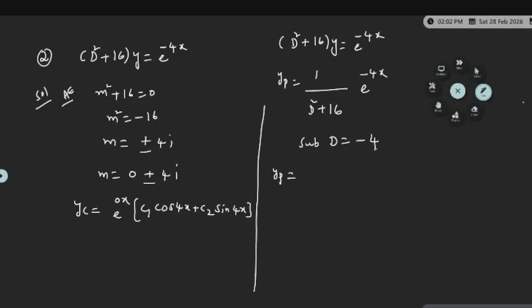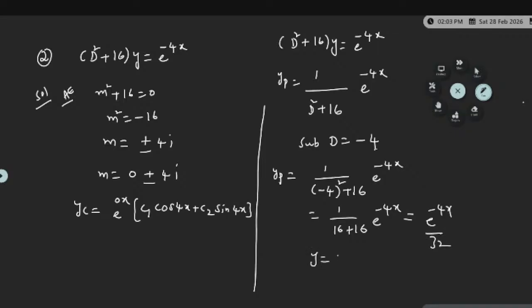Answer: 32, right. Minus 4 whole square plus 16, e power minus 4x, 16 plus 16, e power minus 4x by 32, y equal to yc plus yp. Okay, exponential, very easy. Now I will discuss one problem. The denominator is 0 also. If the denominator becomes 0, we will solve one problem and we will go to sin and cos type 2.